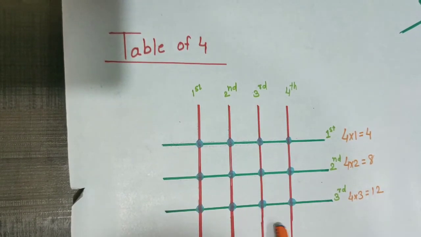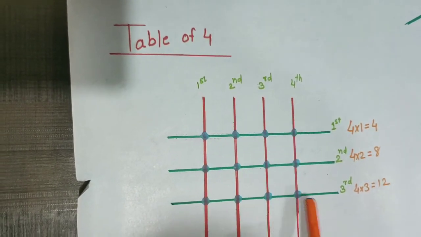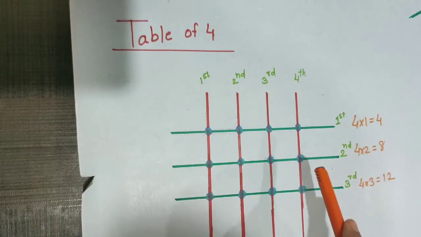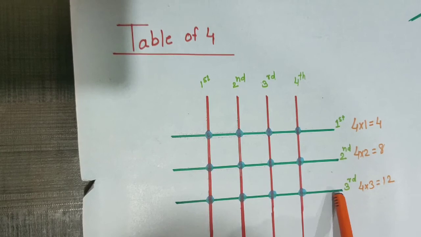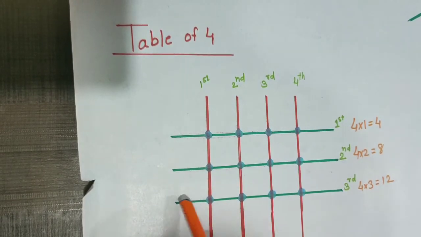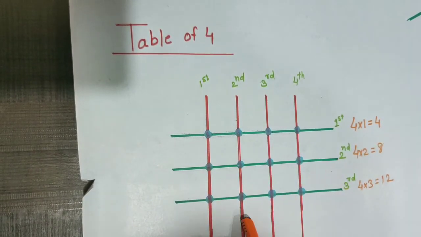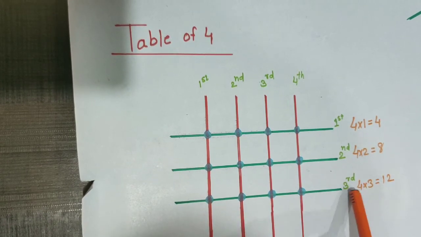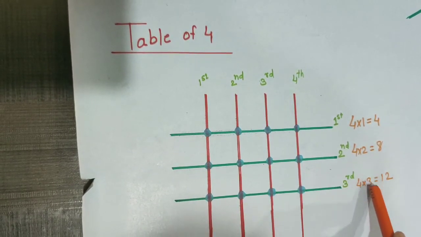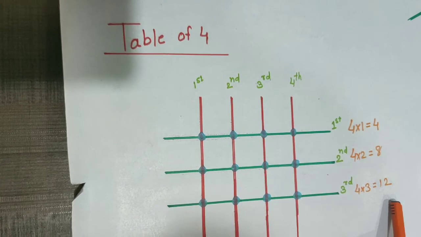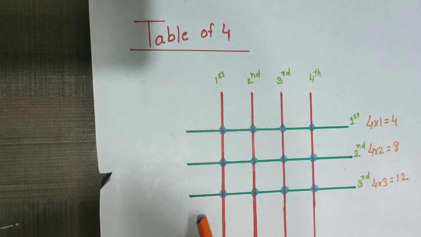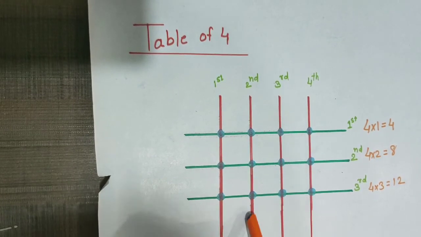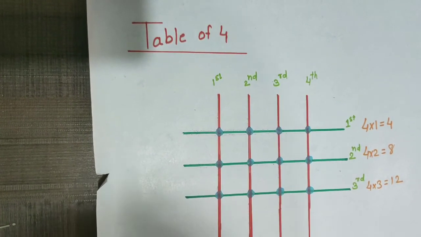Now again the third line is meeting at 4 points. Again use the repeated addition concept: 4 plus 4 plus 4. How many horizontal lines are there? 3 lines are here. That's why 4 into 3 is equal to 12. Like this you can create the table, and so on.